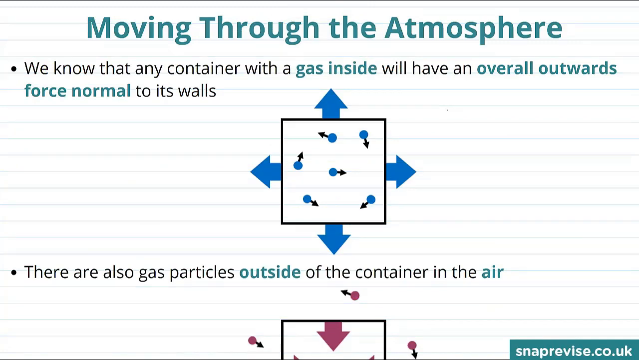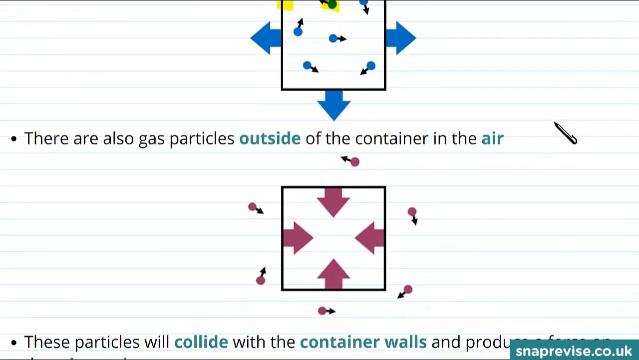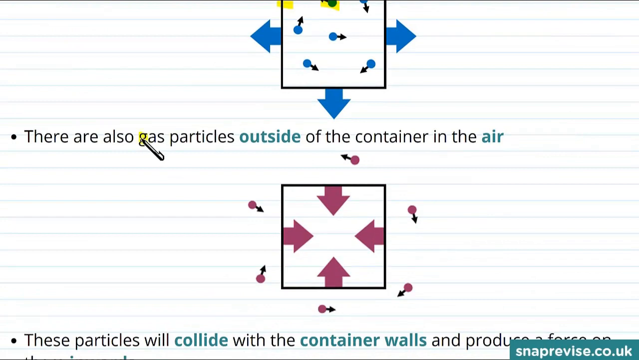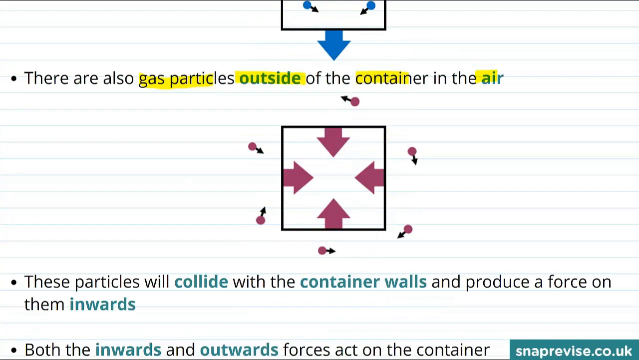Well, we know that any container with gas inside will have an overall outwards force normal to its walls, and this is due to the collisions of the particles with the walls. But we also know that generally with a box we will have gas particles outside of the container in the air. Now when these outside particles collide with the wall, they're coming from the other direction, so instead of pushing the wall outwards, they push the wall inwards. So these particles will collide with the container walls and produce a force that pushes the walls inwards.